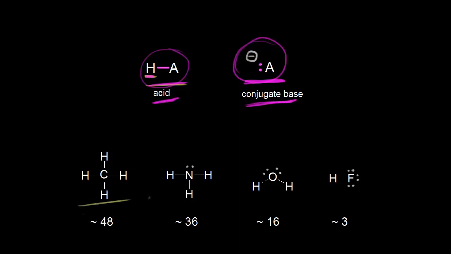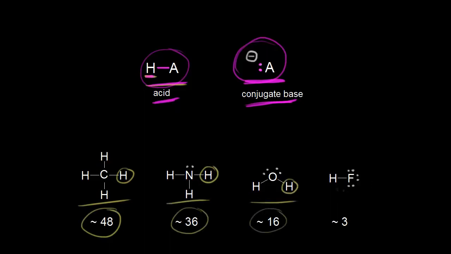So we'll start with methane. The pKa for this proton on methane is approximately 48. For ammonia, the pKa for this proton is about 36, and if we look at water, the pKa for this proton is about 16. And finally, for HF, this proton has a pKa of about 3.